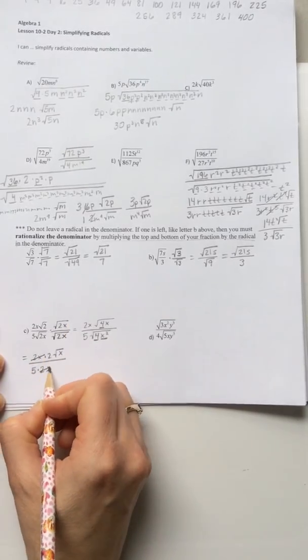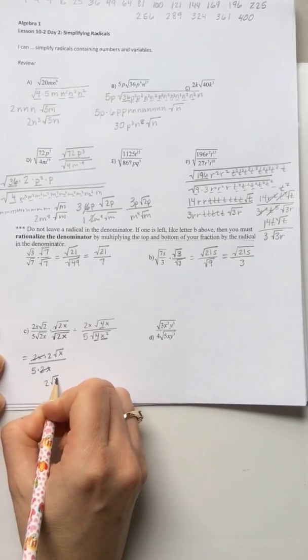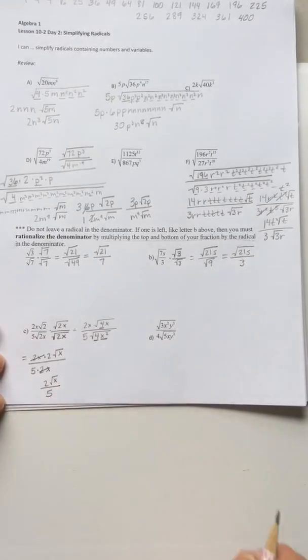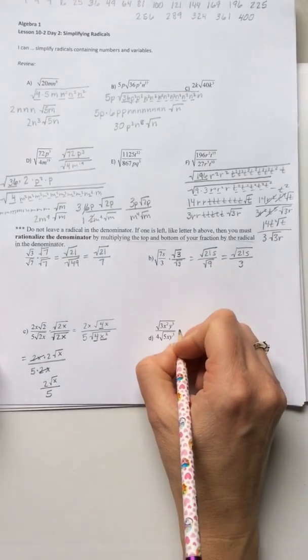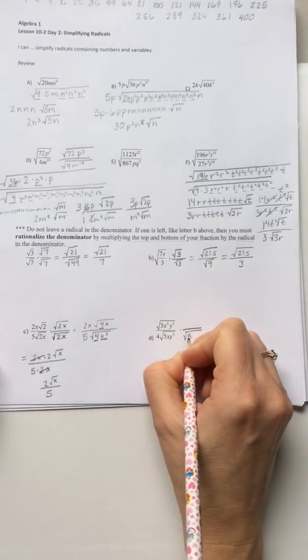We got a 2x in the top and the bottom that can cancel. I believe that's it. So 2 radical x over 5. I believe, let's do one more. I was going to maybe stop there, but let's not stop.